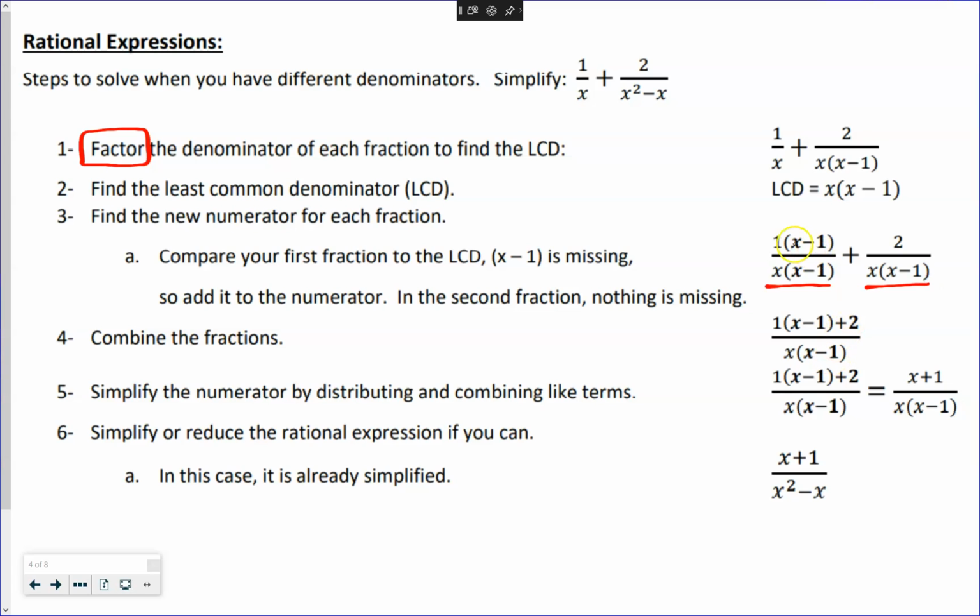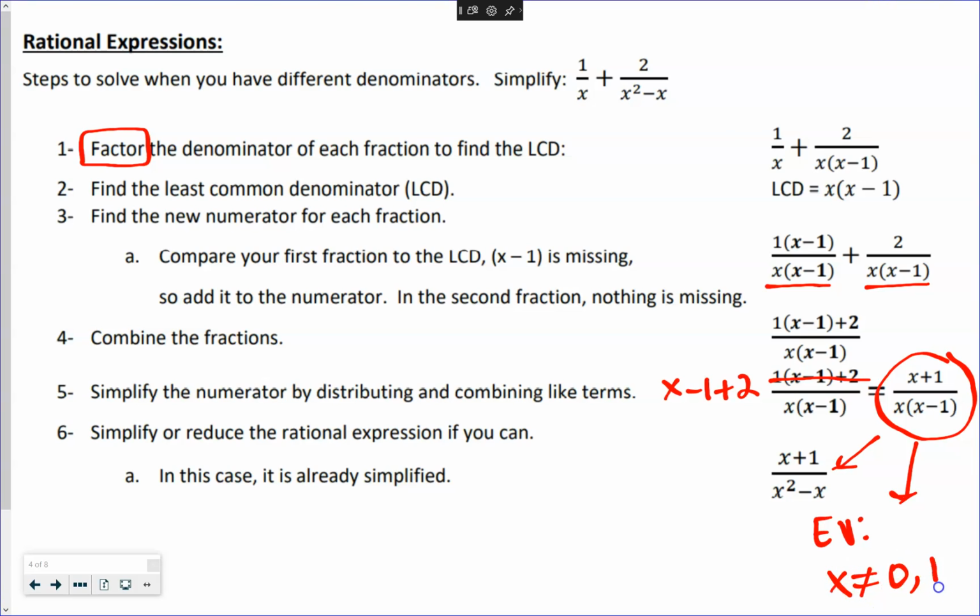Okay, and since they're the same thing, now I can take 1 times x minus 1 and add 2 to it. All right, so 1 times x minus 1 plus 2 is what this should say. X minus 1 plus 2 leaves me with x plus 1 over x times x minus 1. You can bring it back together like this if you want to. You don't have to. That step is unnecessary because honestly, when you leave it in factored form, your excluded values are easier to see. So here, x cannot be 0 and x cannot be 1. So I like leaving it in factored form.